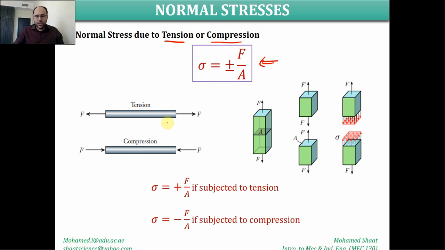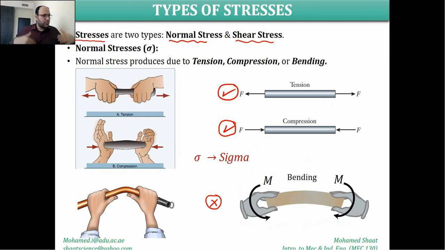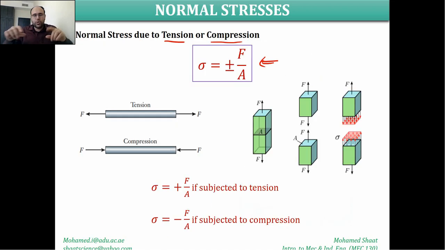So again, as we discussed here, the normal stress is produced due to a tensile force or a compressive force over a bar. So if you have a bar or a stick that is subjected to tension or compression, these forces will produce normal stress. How much is it? So the normal stress due to this force will equal F over A. Very simple expression. Plus or minus, what is this sign? It could be positive, it could be negative.